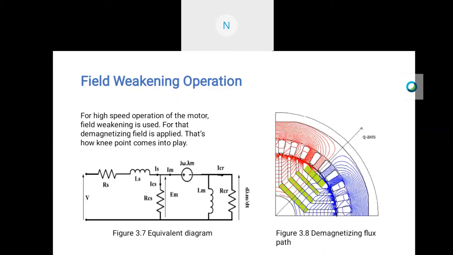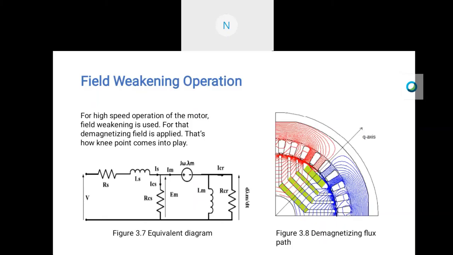In the equivalent diagram, you can see there is a j omega lambda M. So when the total flux of the motor reduces, the induced EMF also reduces. At the same time, when induced EMF reduces, the motor draws more current. Then a slight increase in the torque happens, and it will run the motor at high speed so that the induced EMF increases. According to the load condition, the load factor, it will adjust itself, and so it attains a higher speed level at field weakening operation.